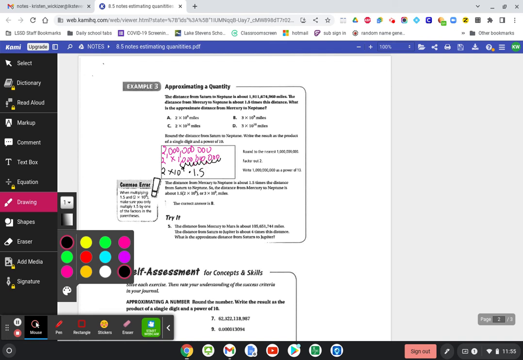To multiply by 1.5, all I'm going to do is multiply 1.5 times 2, which gives me 3, and then I keep the times 10 to the 9th power. So if I'm trying to figure out which answer it is, it's the one that's 3 times 10 to the 9th power. So that's going to be my B. Okay, questions on that one?